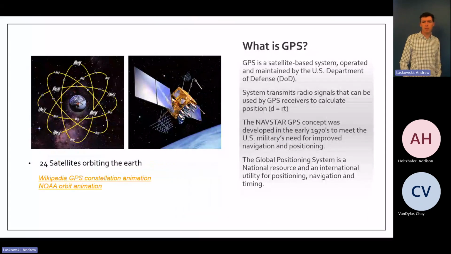So what is GPS? GPS stands for Global Positioning System. Actually not sure if this number has changed because it's a couple of years old, but a couple of years ago, there were 24 satellites orbiting the Earth providing this service. And it was operated and maintained by the US Department of Defense. There are other GPS satellites that are operated and maintained by other agencies as well. This all started with the US DoD.